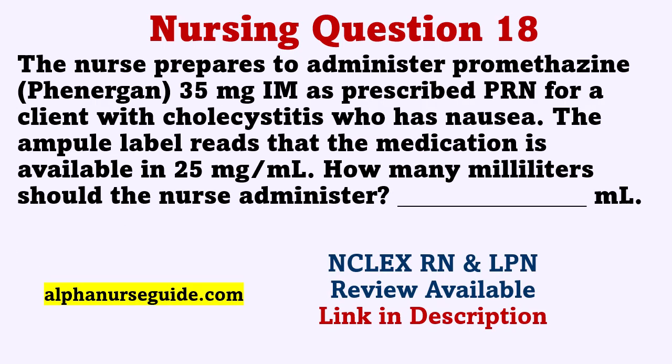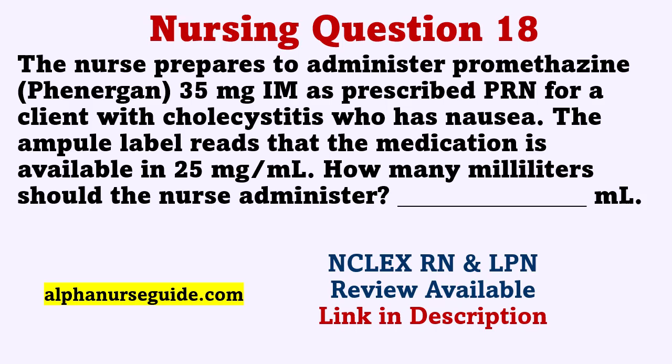The nurse prepares to administer promethazine 35 mg IM as prescribed PRN for a client with cholecystitis who has nausea. The ampule label reads that the medication is available in 25 mg per ml. How many milliliters should the nurse administer?